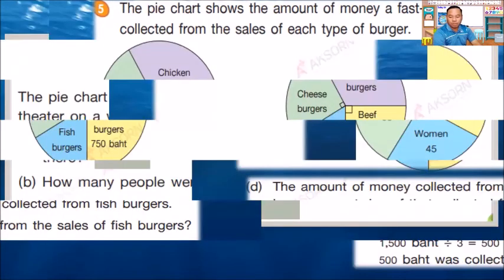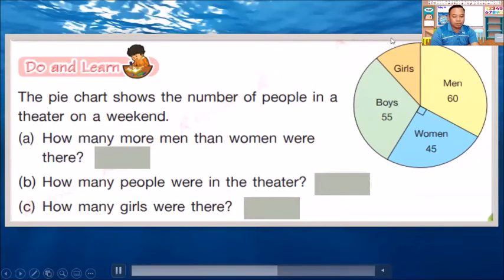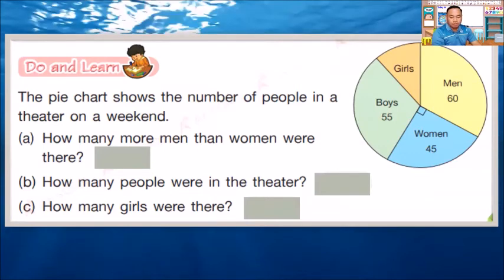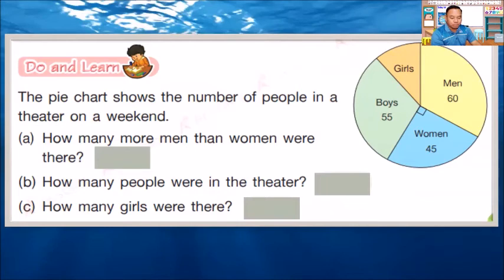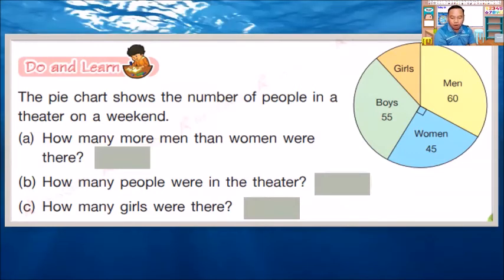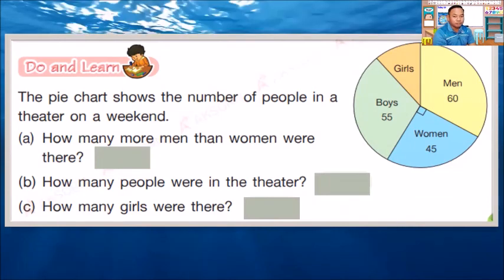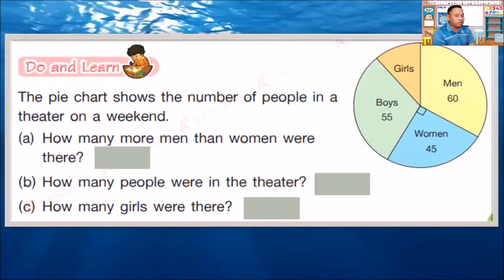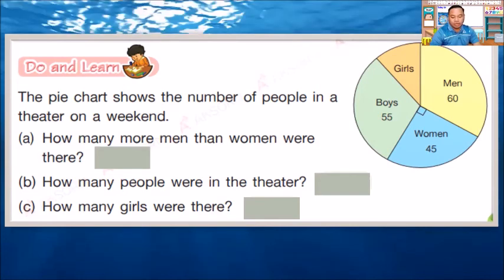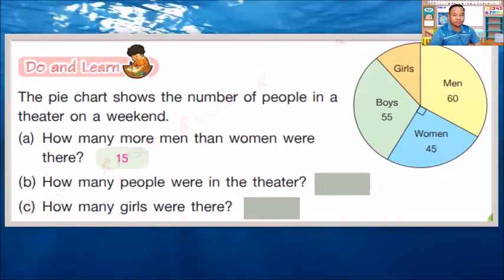Next, let's do this one. I will answer this first as an example, and later on you will do your worksheets. The pie chart shows the number of people in a theater on a weekend. You have girls, boys, women, men. Question letter A. How many more men than women were there? How many women? 45. How many men? 60. So 60 minus 45 equals 15. I will leave B and C and the rest for your worksheets.